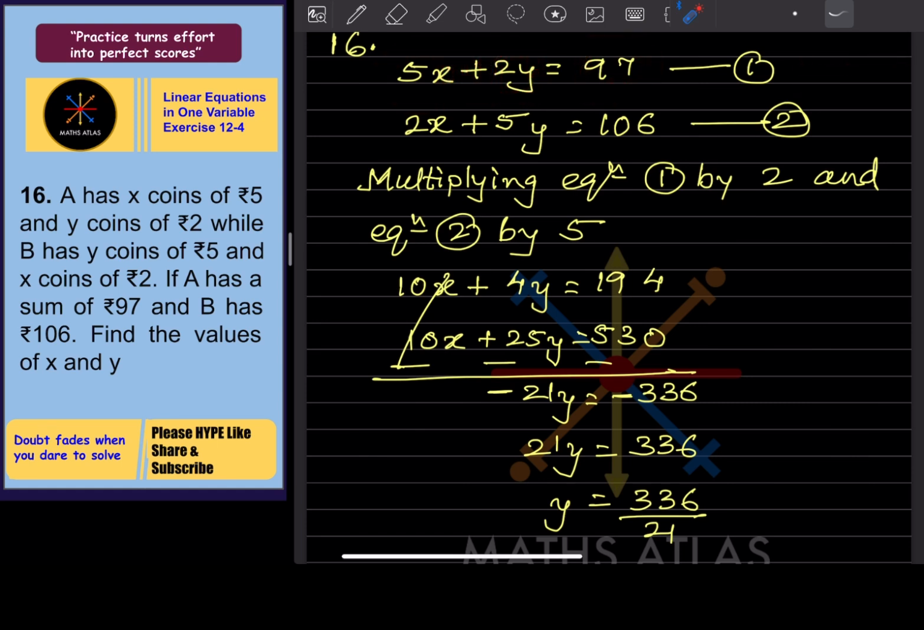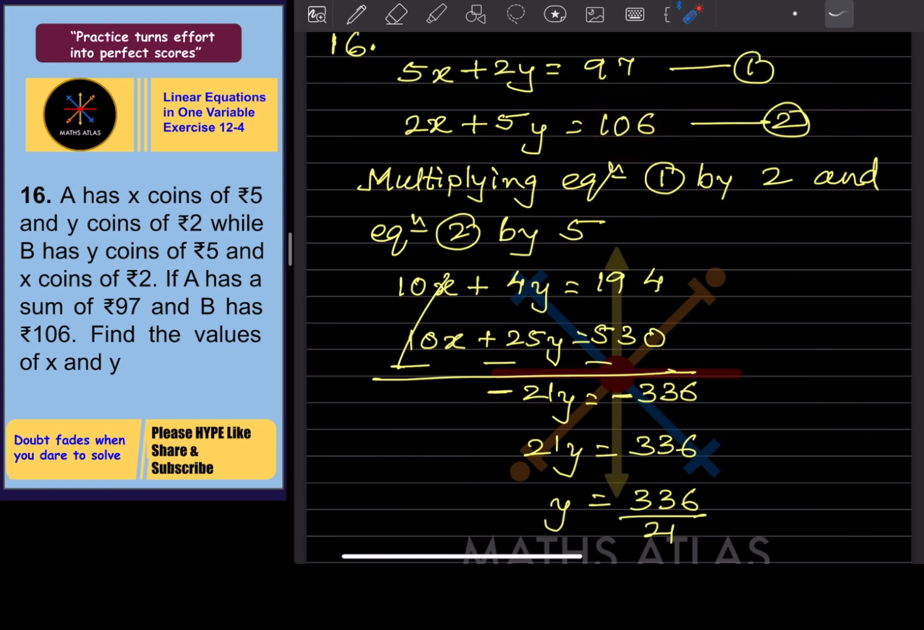And B has Y coins of 5 rupees. See here, Y coins of 5 rupees means below this, we are going to write Y. And X coins of 2 rupees. So below this, we are going to write 2 into X, that is 2x. And B has rupees 106. So this is equation number 2.